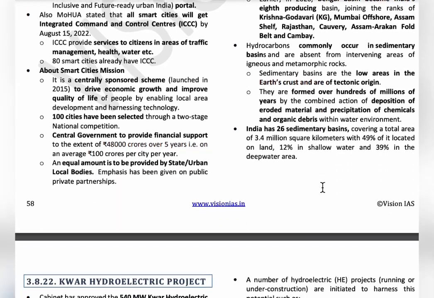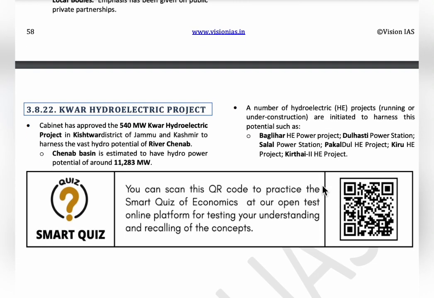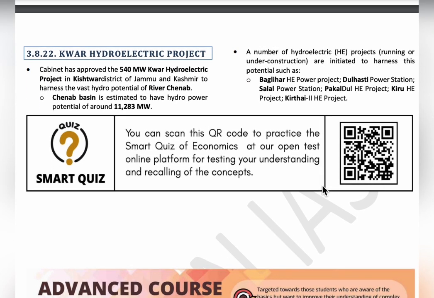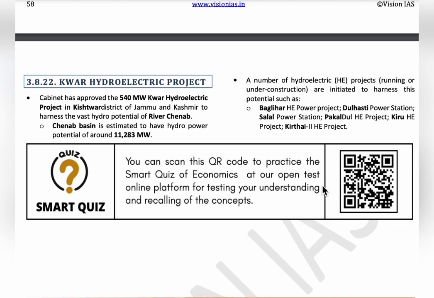The next topic is Kwar Hydroelectric Project. This project was approved in Kishtwar district of Jammu and Kashmir to harness hydroelectricity from the Chenab river.